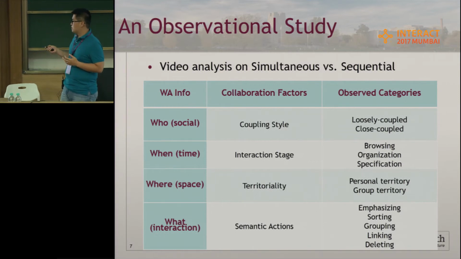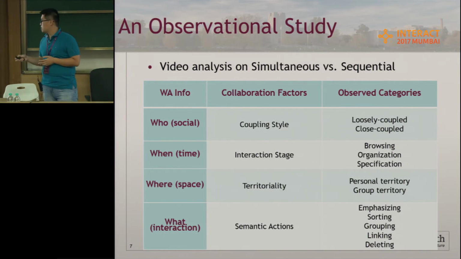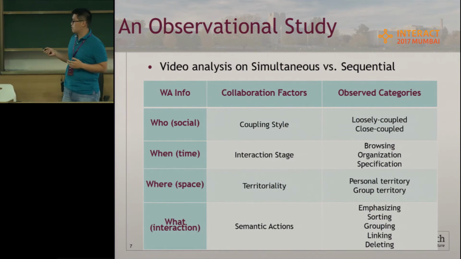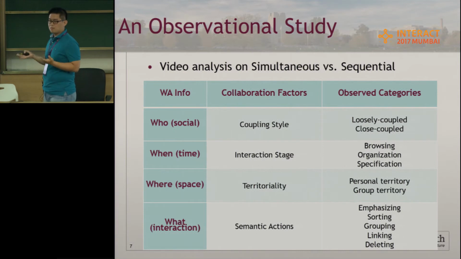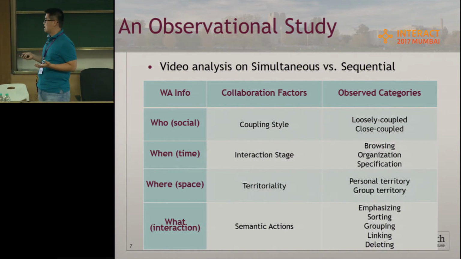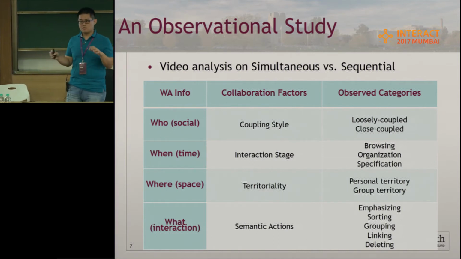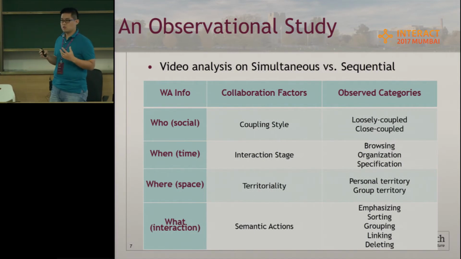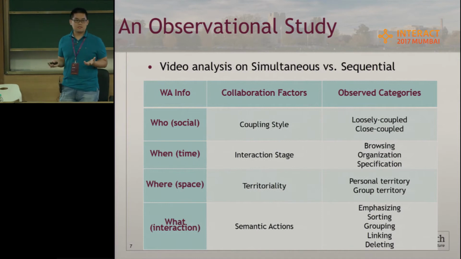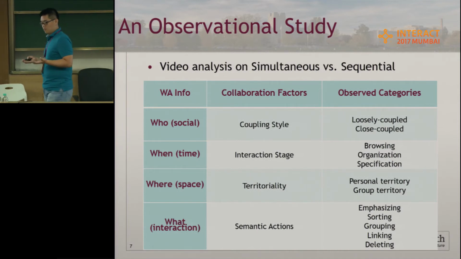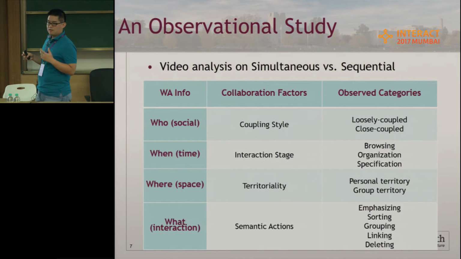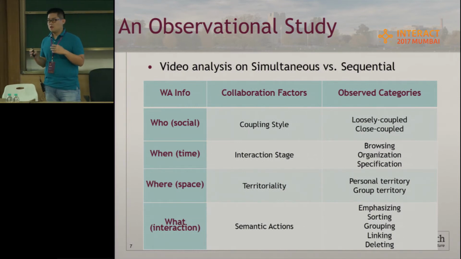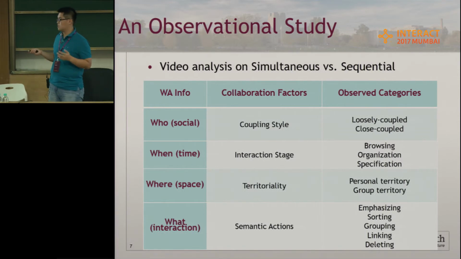For interaction stage, we divide all the tasks into three stages, corresponding to three design stages. Browsing is like brainstorming ideas and thinking about different possibilities. Organization is connecting things, comparing them, and making them into a structure. And specification is the finalization of the design: cleaning up their ideas, removing useless things, and maybe fixing their current design.